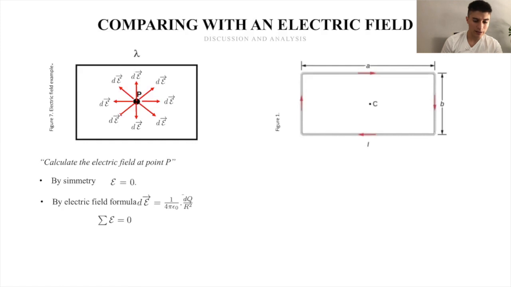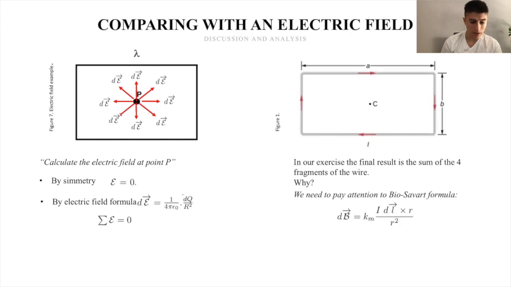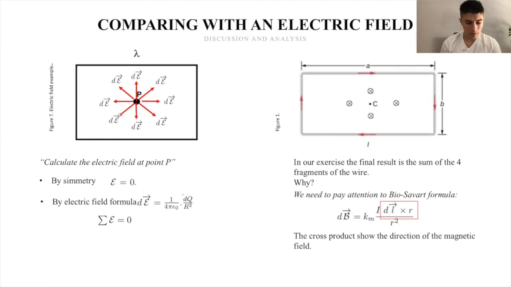Now, let's focus on our exercise. As Jordi and Guillem have said, our final result is the sum of the 4 fragments of the wire. Why? Please pay attention to the Biot-Savart formula and compare it with the electric field, with respect to the obvious difference. The main one is the cross product, where you can do it for all the sections of the wire and you will see that all the results go the same way, inside the screen. Also, you could do it by the right-hand rule. For example, the below section would be like this. Intensity goes to the left. The vector goes up, so the magnetic field goes inside the screen. And the same for the other 3 sections.